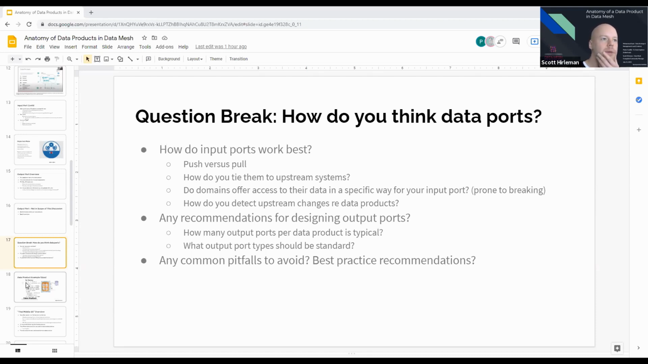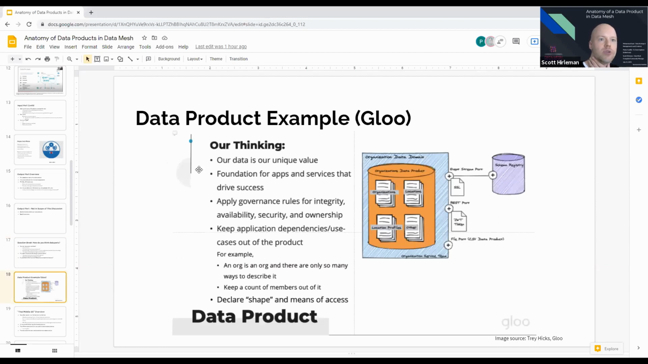Trey Hicks at Glue had been nice enough to provide this for us, as an example of what one of their data products looks like, and it's for their organization data domain. They've got an event stream port here, a REST port, and then just a file port for CSV that people can export.